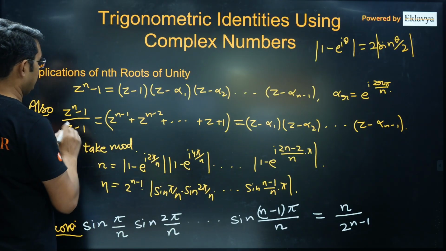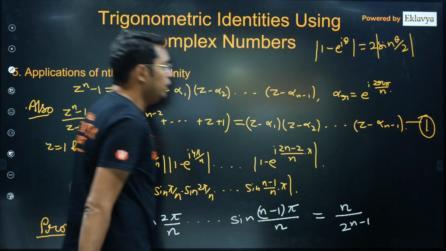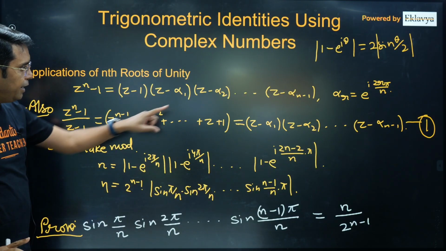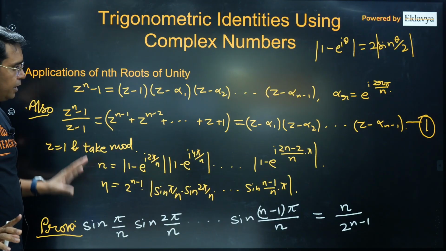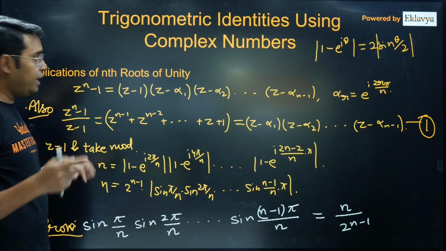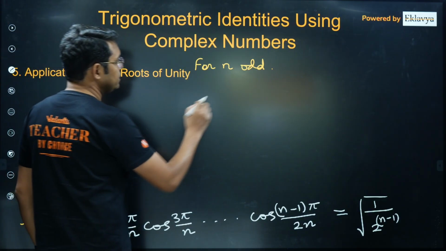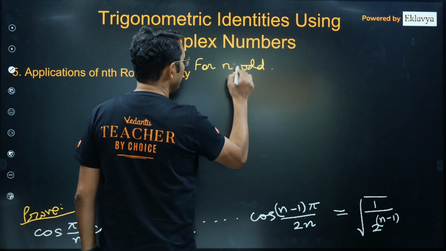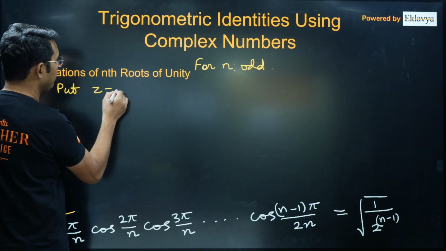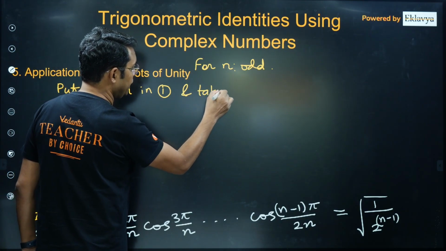For n odd, in the previous result, let me call this equation number 1. So I will be putting z equal to -1 directly in this equation number 1. That's it, -1 I said. So if you put -1, please see and take mod. For n odd we will be putting z equal to -1 in equation number 1 and take mod on both sides.